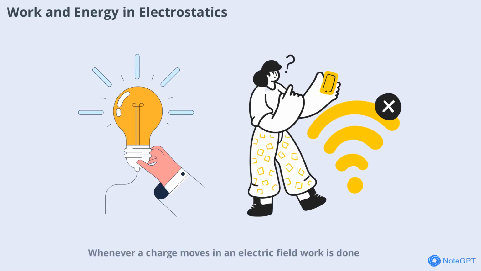Whenever a charge moves in an electric field, work is done. This work can be stored as potential energy or converted into other forms, such as heat or light. For example, when you charge your phone, electrical energy is stored in the battery's chemical structure. The concept of work in electrostatics is closely tied to potential difference and energy conservation. By understanding how energy is transferred and stored, we can design better batteries, capacitors, and electronic devices.